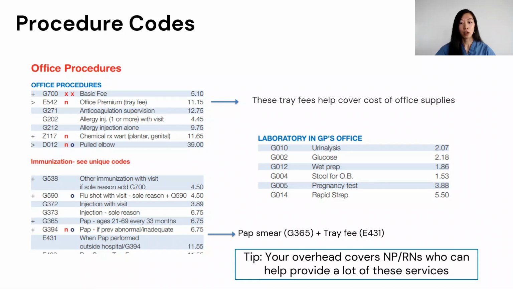So just remember, a lot of these procedures like vaccinations and urine dips can be done by nurses in your clinic. And so if your overhead covers nurses, then they can provide a lot of these services and help you save time as well.